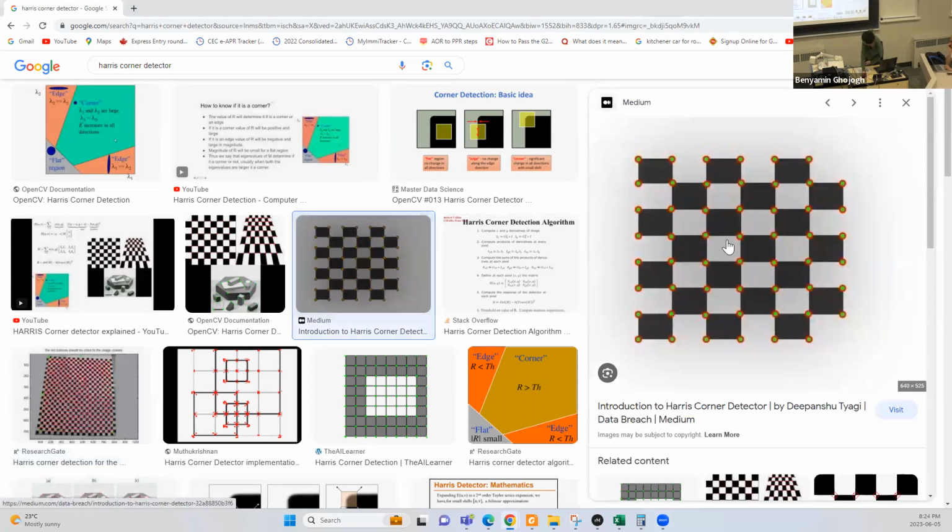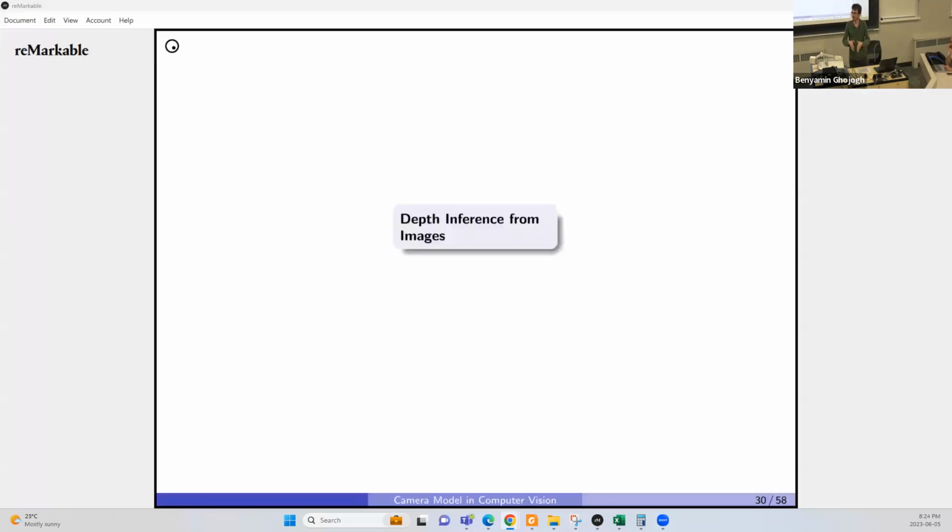checkerboard, and in this way they easily find the corresponding UVs in the frames. Because as I said, XYZ is easy to find because it's always fixed in the 3D coordinate system. We know where we have put it, but in the frame, depending on where we put the camera, it changes, and we don't want to do it manually, so you use Harris corner detection, for example. Okay, let's continue. So depth inference from images.